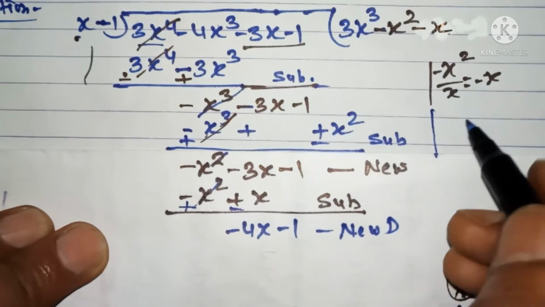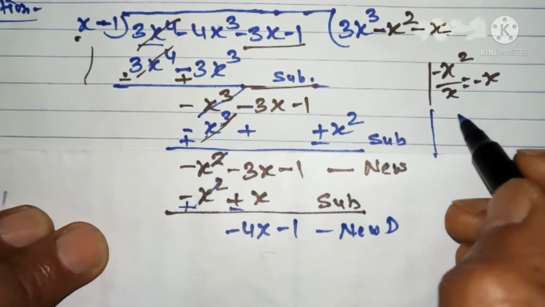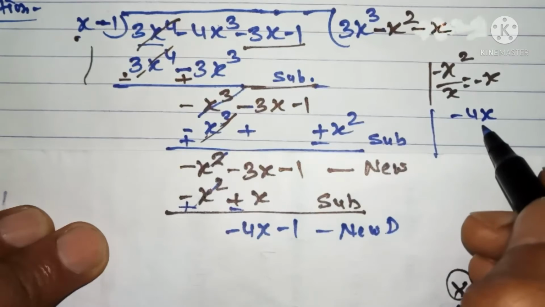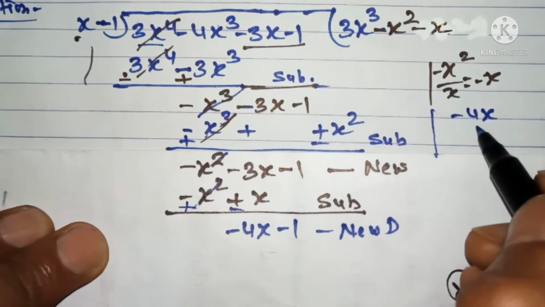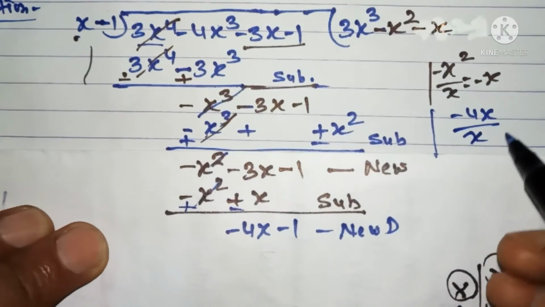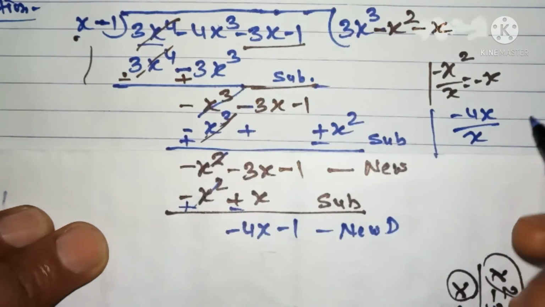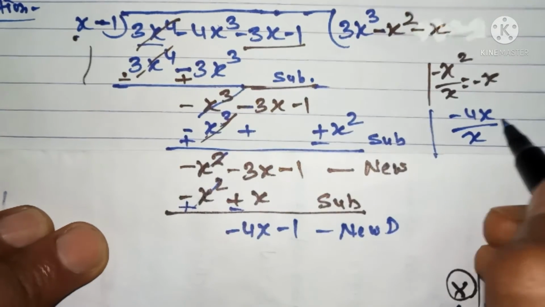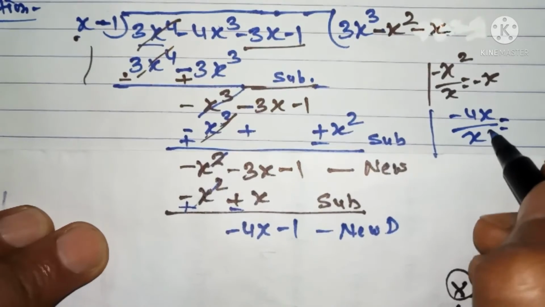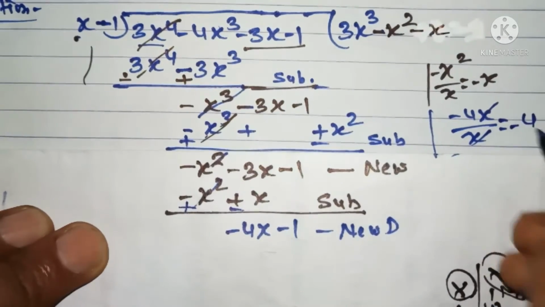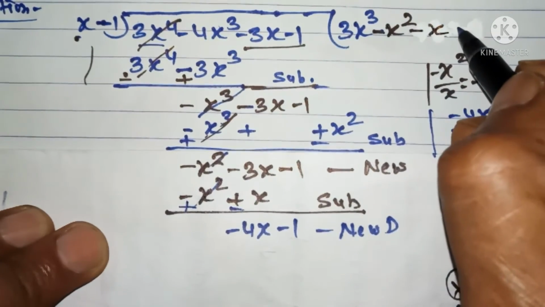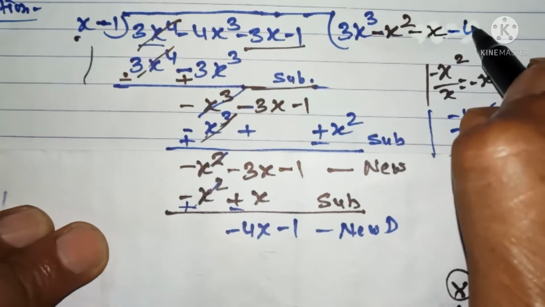Again we have minus 4x as the first term of the dividend and x the first term of the divisor. Minus 4x upon x will give us minus 4. So the new term of the quotient will be minus 4.